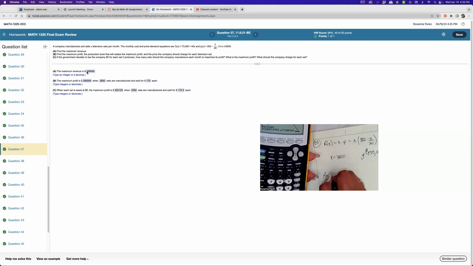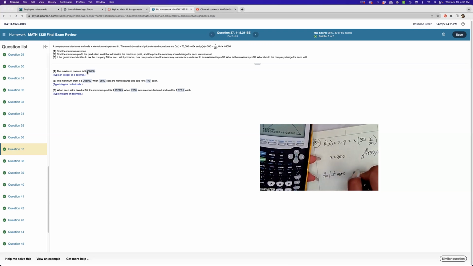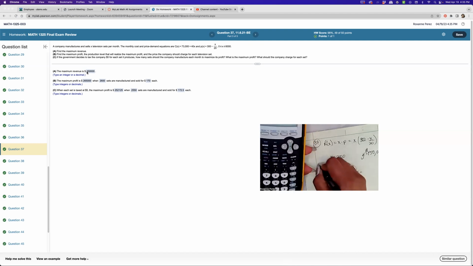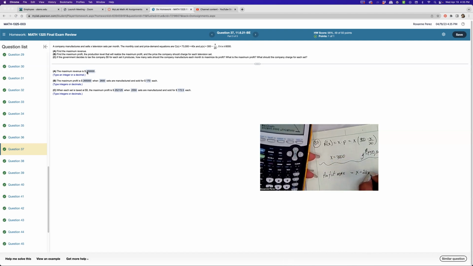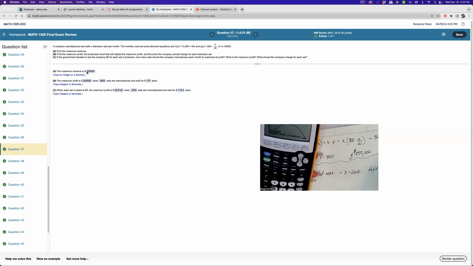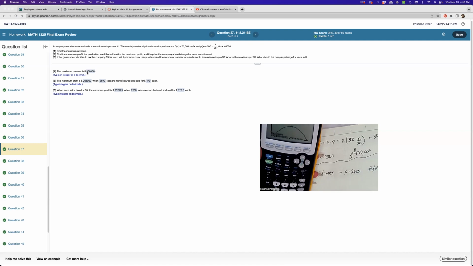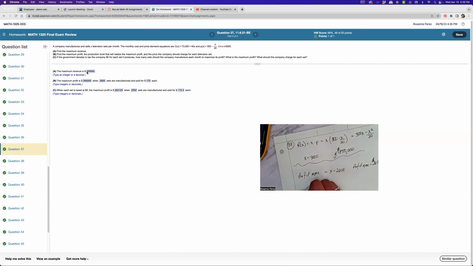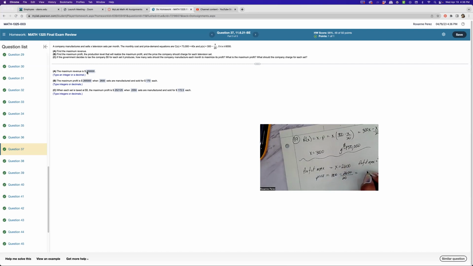Okay, so profit maximized gives us X units, 2,600. The maximized profits equal $265,000. And then I'm going to calculate my price point. So price equals 300 minus 2,600 over 20. And that's going to give me a price of $170.